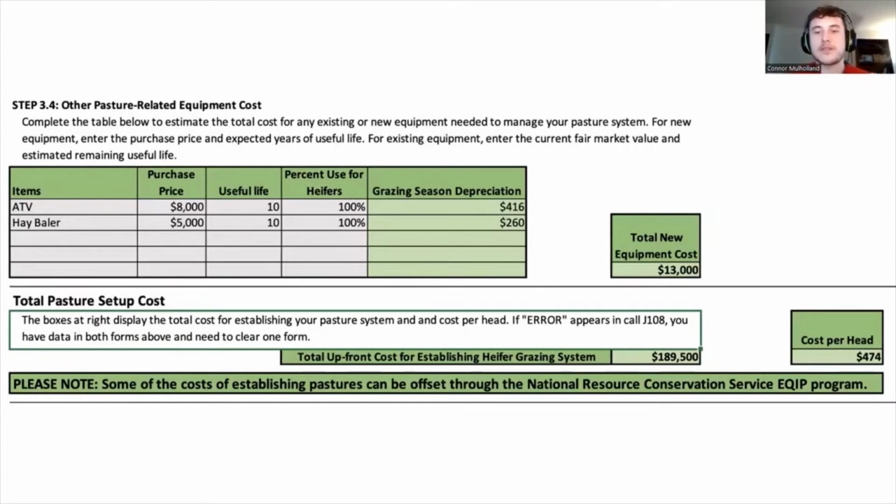That's kind of a subjective guess, but we add up the new equipment costs there, all of the pasture establishment costs that we calculated before, and then we have a total upfront cost for the heifer grazing system. As you can see, that's a pretty big number, 189,500. To be fair, this is a very, very large farm system, and all of this has no financial assistance calculated into it. We understand that the National Resource Conservation Service has the EQIP program.